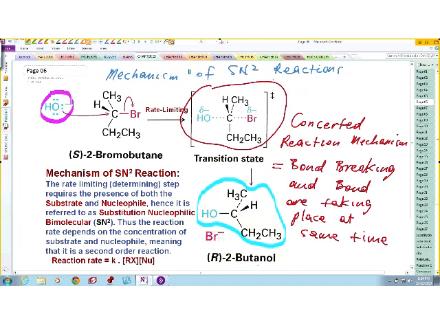Now supposing we then want to draw the reaction energy profile for this reaction. Are you writing?